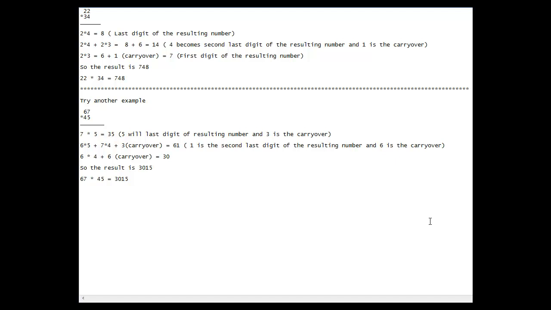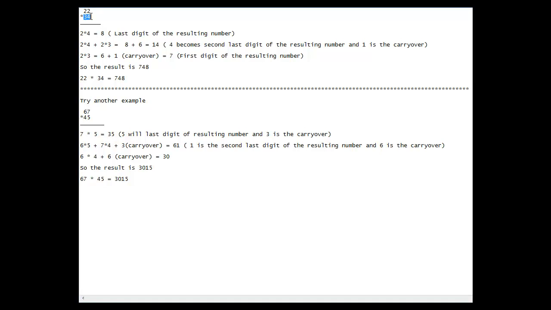Hello, let us go through a technique for multiplying two-digit numbers. This technique is a part of Vedic Mathematics. So, for example, if we want to multiply two numbers, which are 22 and 34.